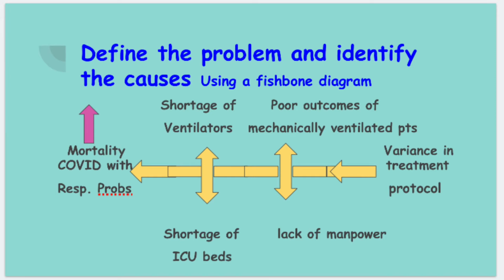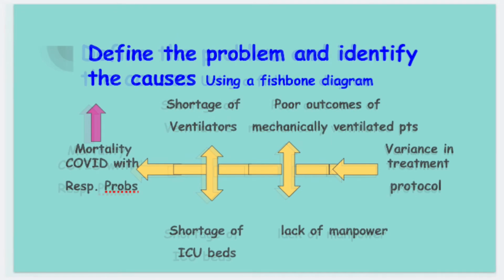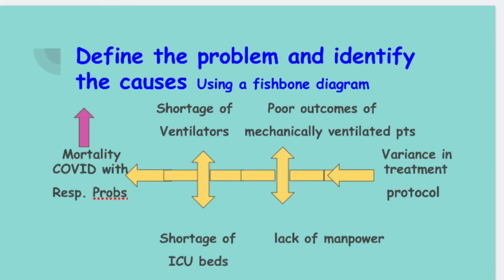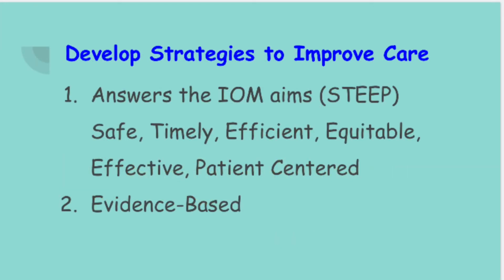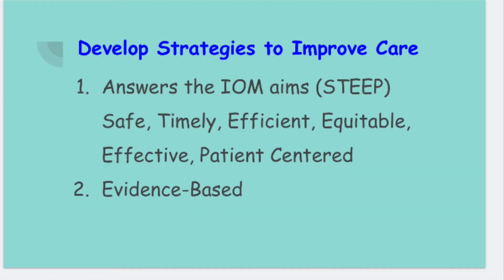Identified causes of increased mortality among COVID patients are: Number 1, shortage of ventilator. Number 2, ICUs are overwhelmed in the number of patients needing ventilator care. Number 3, shortage of healthcare staff to care for these patients. Number 4, ventilator-related complications. And number 5, variance in treatment protocol. After defining the problem and identifying the causes that led to the problem, we now develop strategies to improve care.